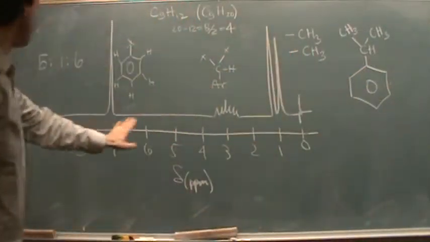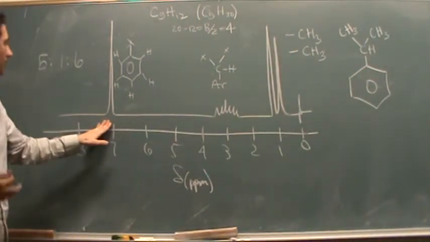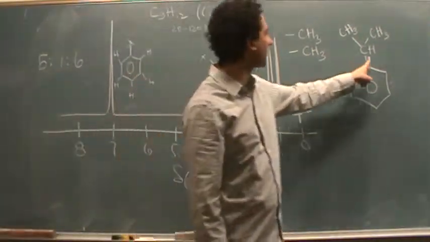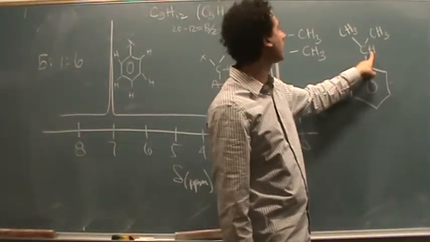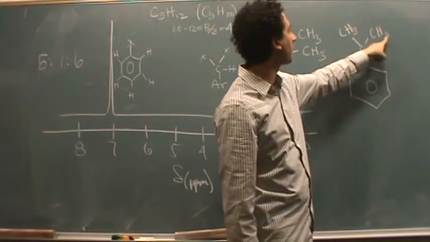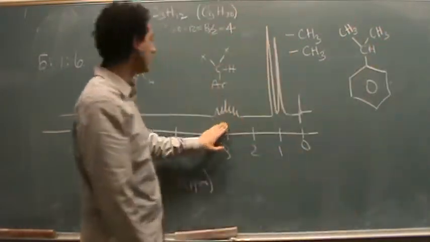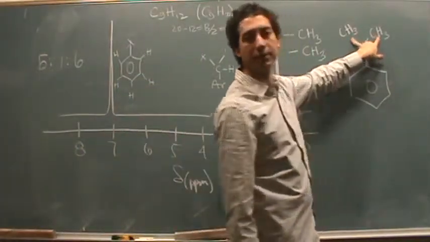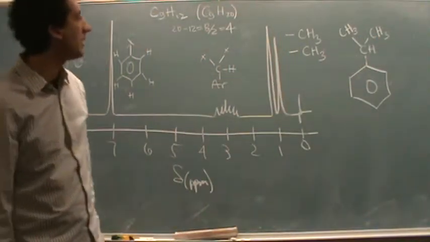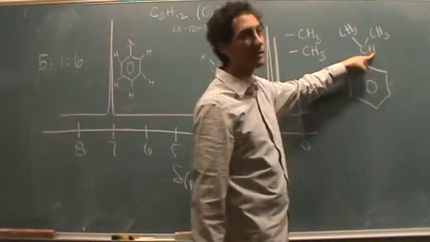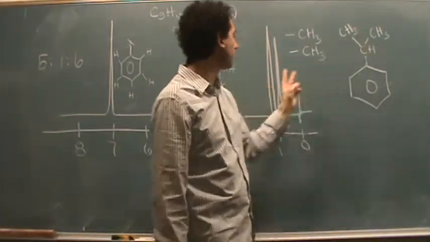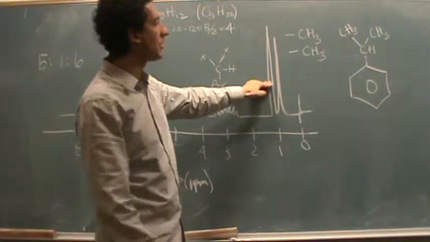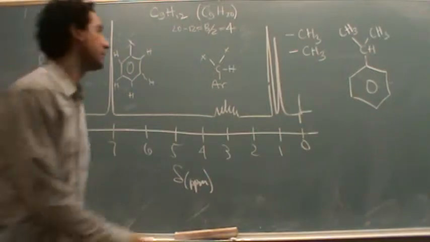Okay. So first of all, we got the ring. It's highly shifted. That's what we expect. Integration of 5, that works. This is shifted over a little bit because it's close to the ring. It's giving at least a septet, because 1, 2, 3, 4, 5, 6 plus 1 is 7. That's right here. And the least amount of shift is these that are furthest from anything, furthest from the ring. They'll give a doublet because they're close to this. So this 1 hydrogen plus 1 would be a doublet. And that's an integration finally of 6 for the last one. That seems to work out nicely. This is our structure right here.